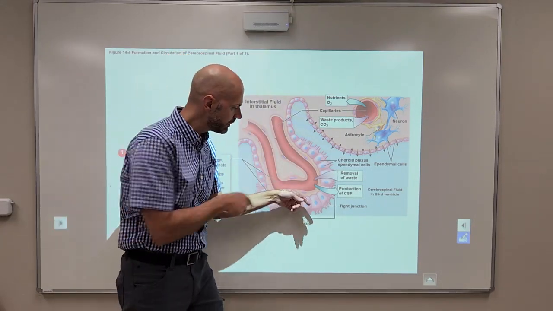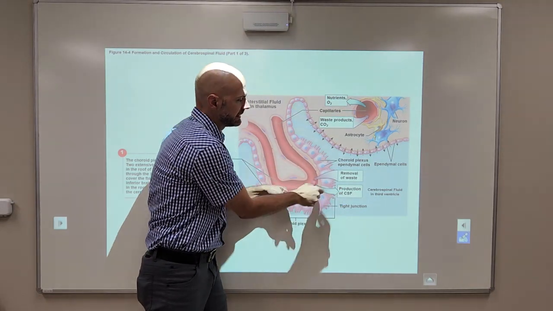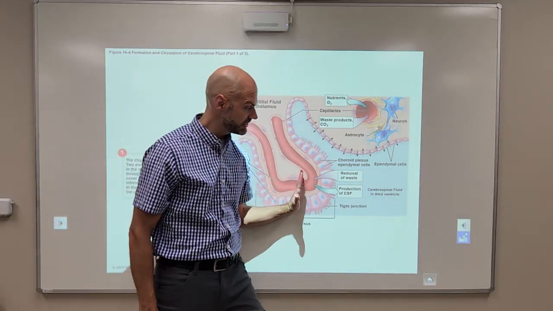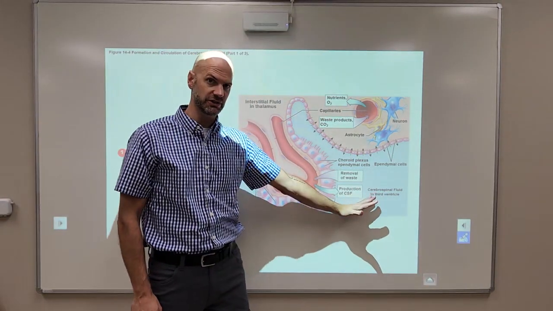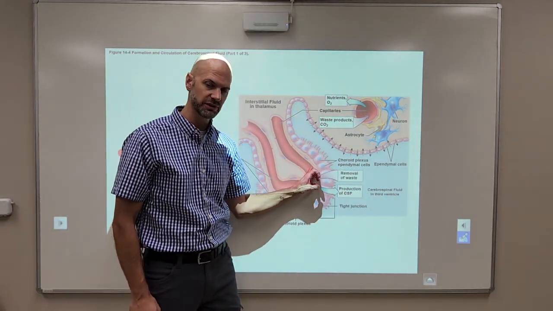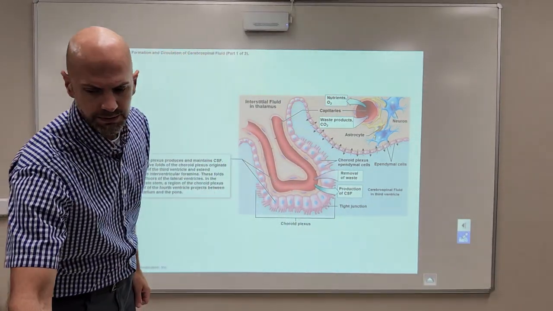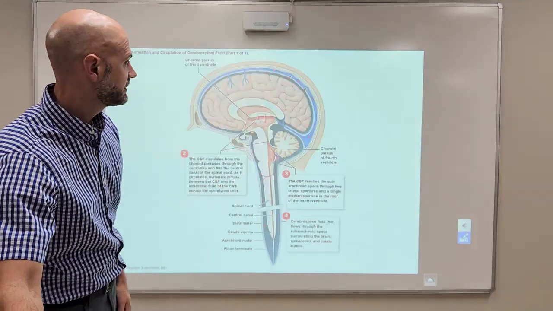Okay, so the flow of fluid is always going to be this way. Okay, even though there is an exchange of waste. Okay, it's always a continuous flow of fluid in this direction. Okay, there is some absorption of waste products here, though. All right, so that's choroid plexus.